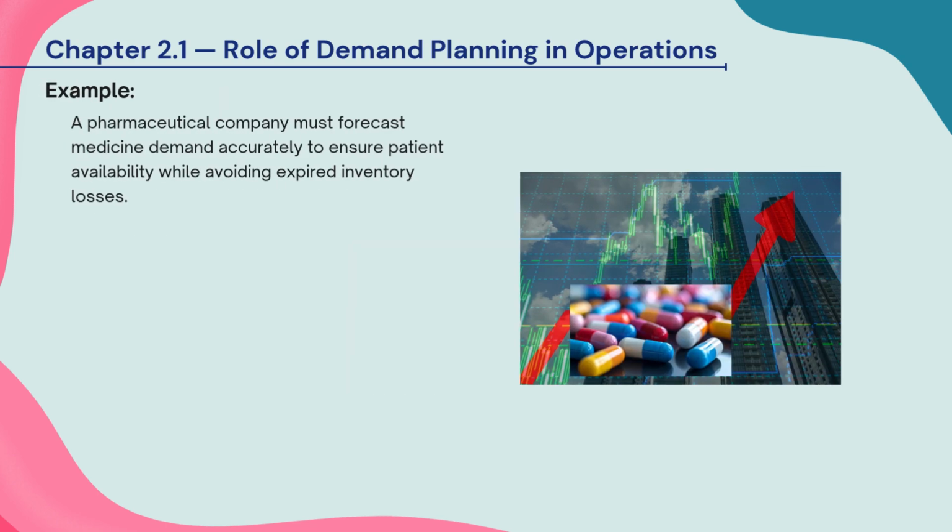For example, a pharmaceutical company must accurately forecast medicine demand to ensure essential drugs are always available for patients. At the same time, it must prevent overproduction that can lead to expired stock. Effective demand planning helps balance availability with safety and cost. This ensures both patient care and operational efficiency are maintained.